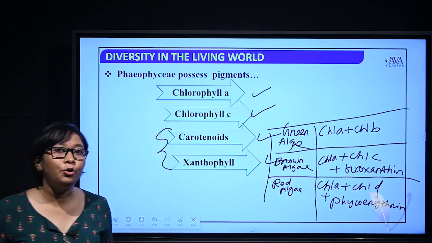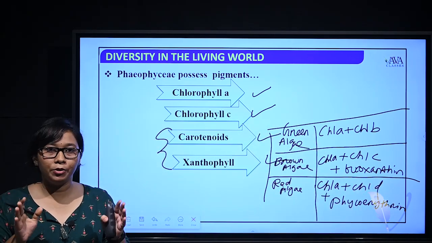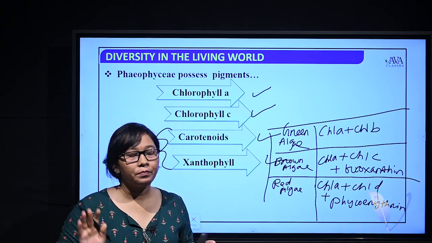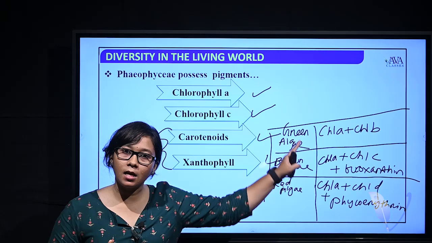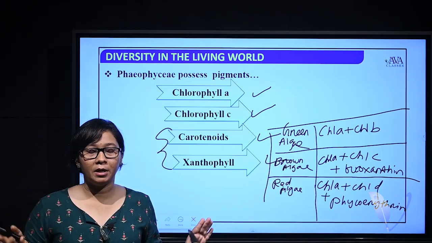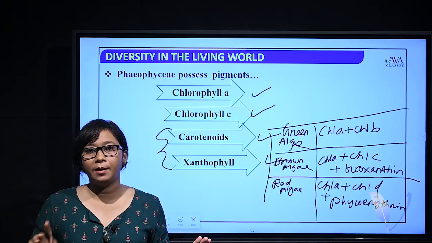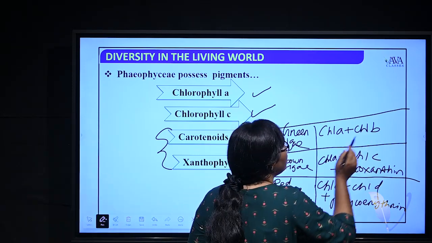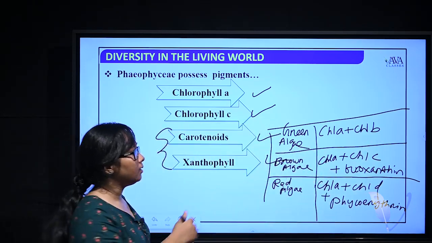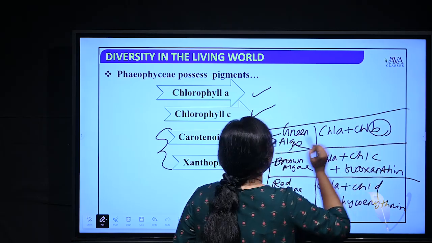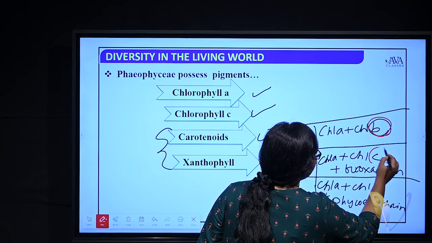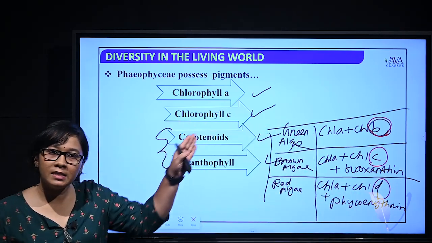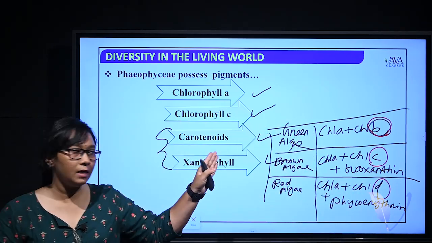Phycoerythrin. How to easily remember this? First, click in your mind that chlorophyll A is completely the universal pigment. So, all those different types of algae have chlorophyll A. Here you sequentially recall B, C, D.